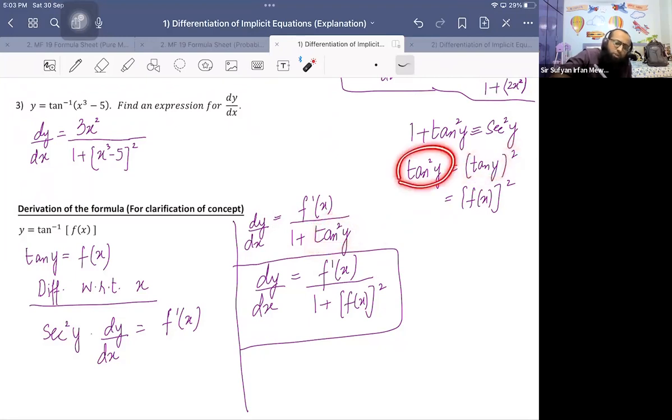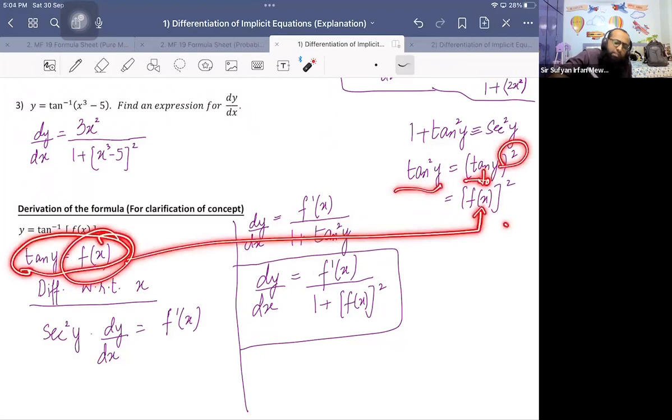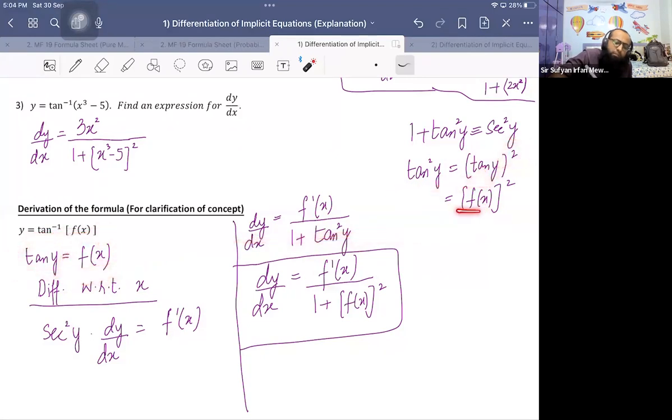We know that tan squared y means tan y whole squared. And we already know from this step that tan y is equal to f(x). So in place of tan y, we substitute f(x). Tan squared y gets converted to tan y whole squared, and tan y is equal to f(x), so it will become f(x) whole squared. So in place of tan squared y, I'll substitute f(x) whole squared.